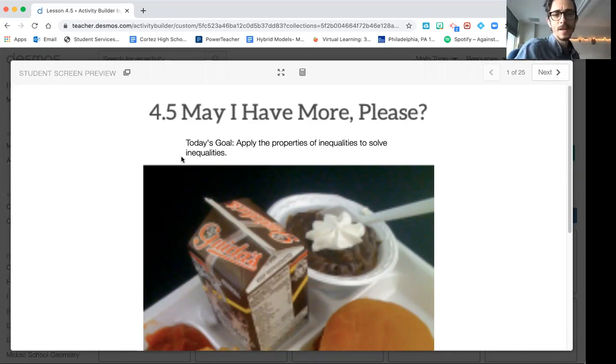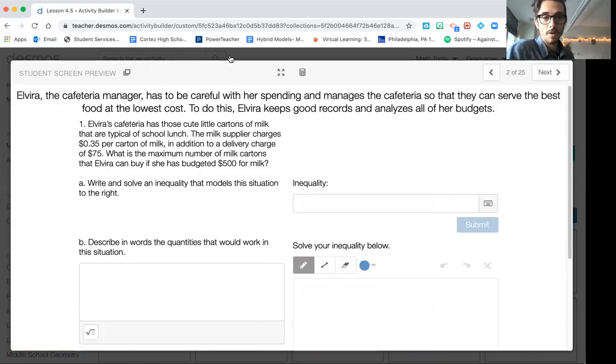Nothing wrong with that. 4.5 has us working with Elvira again in the cafeteria. We said Elvira is kind of a weirdo, but in this case, we are applying the properties of inequalities to solve inequalities. So imagine that we're using properties and we're solving said inequalities. Take a moment, pause the video, read through this once, and we'll come back and highlight the important bits.